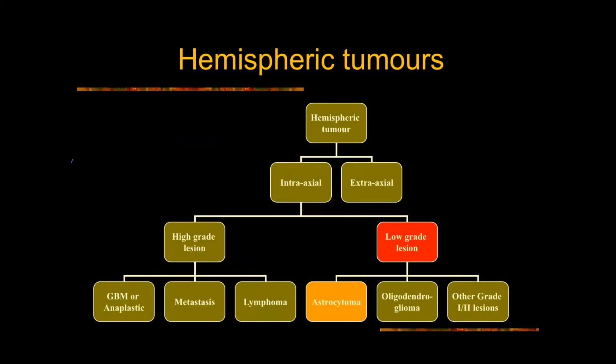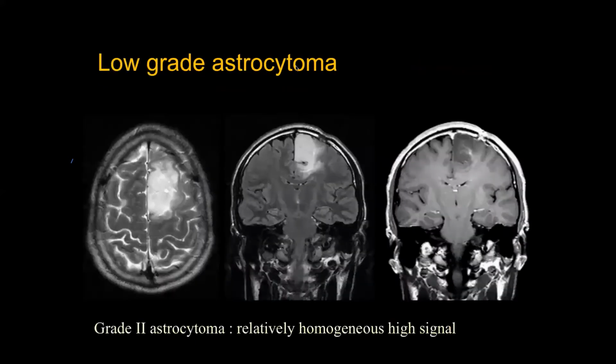So let's start with low-grade astrocytoma. Low-grade astrocytomas tend to be an abnormality involving both the gray and white matter. They're hyperintense on T2, similar on FLAIR. They tend to infiltrate the cortex, expand the gyrus, and they keep infiltrating. And most of the time, they do not enhance.